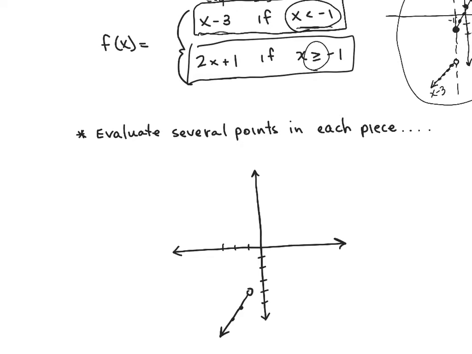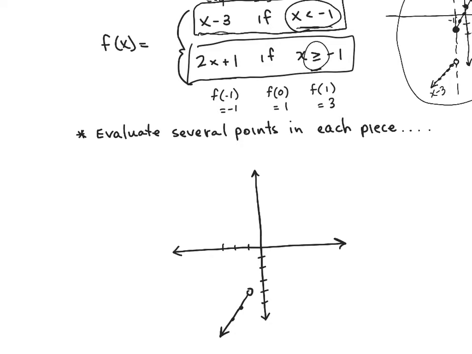And then for this piece of the function, I can evaluate a new set of values. I'm still going to evaluate at the boundary number, so I'm going to evaluate f of -1, and then I need to go greater than -1, so I need to evaluate f of 0 and f of 1. These are all values greater than -1. If I plug -1 in here, I'm going to get 2 times -1, which is -2. -2 plus 1 is -1. If I plug in a 0, I get 0 plus 1, which is 1. If I plug in a 1, I get 2 times 1, which is 2. 2 plus 1 is 3.